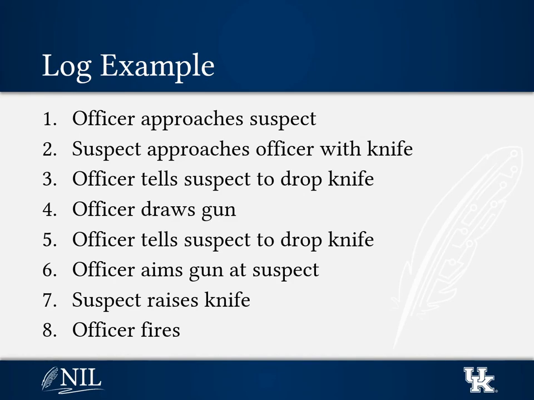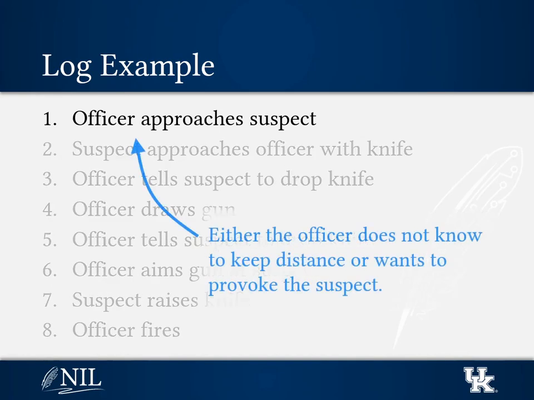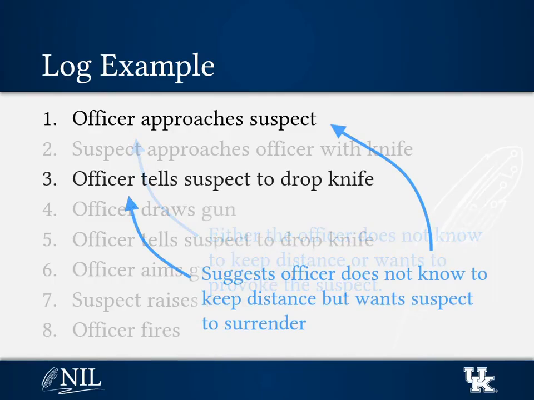If we only observe the first action, it suggests that either the officer does not understand the importance of keeping their distance, or they're intentionally trying to provoke the suspect. But if we observe the third action, it suggests the former. The officer did want the suspect to surrender, they just didn't understand the importance of keeping their distance.